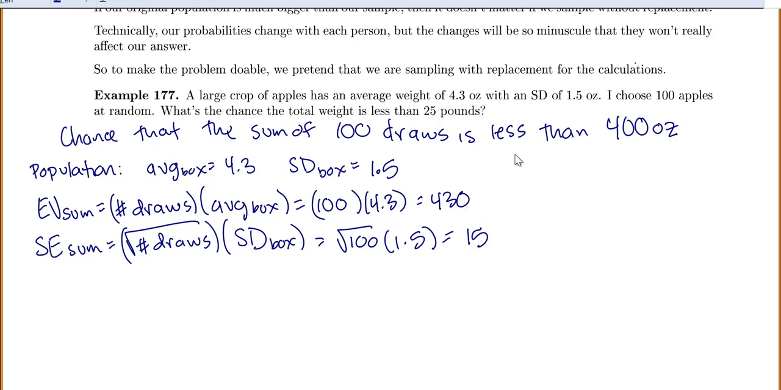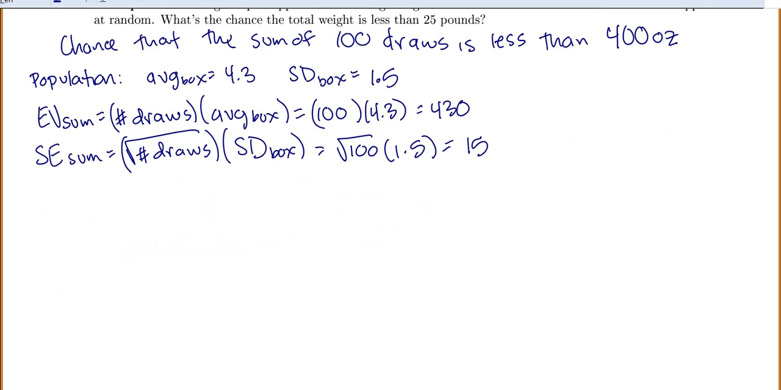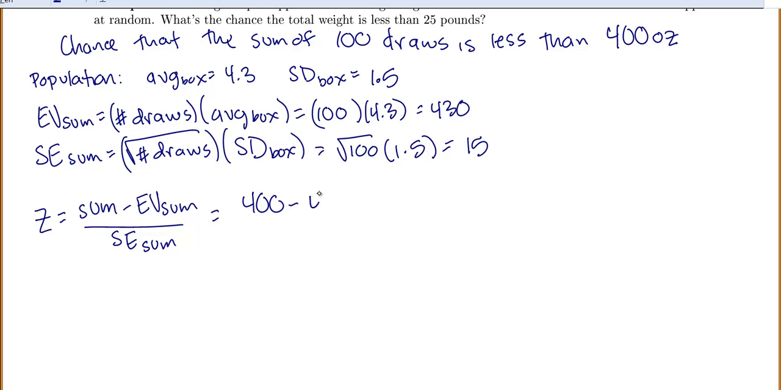Now we're looking for the chance, and anytime you're looking for a chance, and as long as you have a large number of draws, we're going to use the normal curve. Now let's standardize and find our z. So sum minus the expected value of the sum, divided by the standard error of the sum. The sum that we're interested in is that 400 ounces, so 400 minus our expected value, 430, divided by the standard error of 15. So this gives me -2.